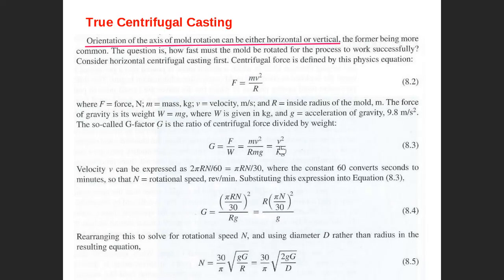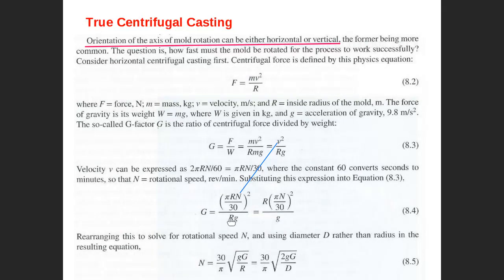So this is the v value here. We divide by 60 to make it per minute. Then 2 pi r N, or pi D N, divided by 60, means pi r N divided by 30. Then G equals v squared divided by rg.